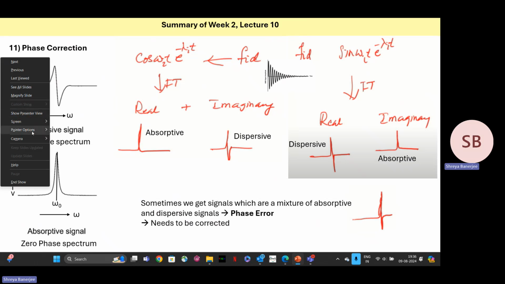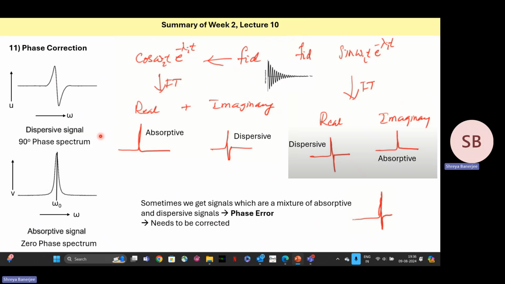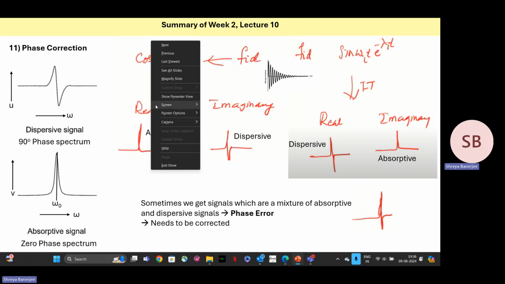Then, of course, there is phase correction. So the ideal situation is where you have either only absorptive or only dispersive. But sometimes you get signals which are a mixture of absorptive and dispersive.